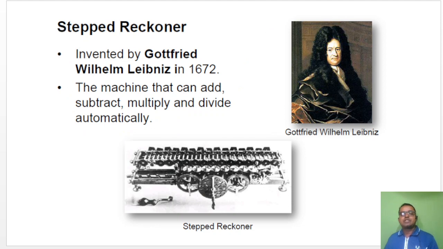Next, the stepped reckoner. It was invented by Gottfried Wilhelm Leibniz, the mathematician, in the year 1672. The machine can add, subtract, multiply and divide automatically. It means it is used for addition, subtraction, multiplication and division purposes.